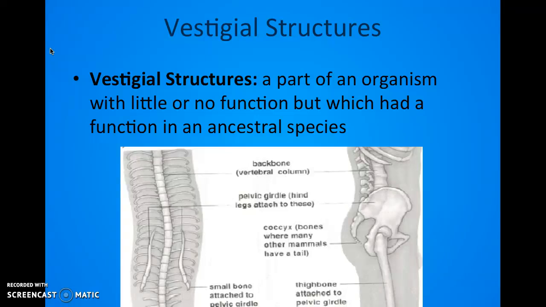A vestigial structure is a part of an organism with little or no function at all, but it could indicate that an ancestor would have used this feature because it's present in the body. Looking at the bottom portion here on the human, one of our vestigial structures is our tailbone. The tailbone really has no function to our use, but this could have indicated that a previous ancestor of ours may have had a tail. So that is an example of a vestigial structure for us.